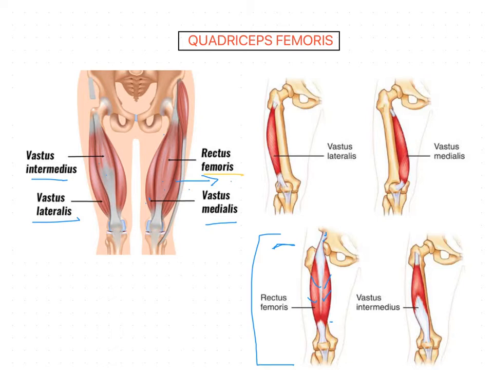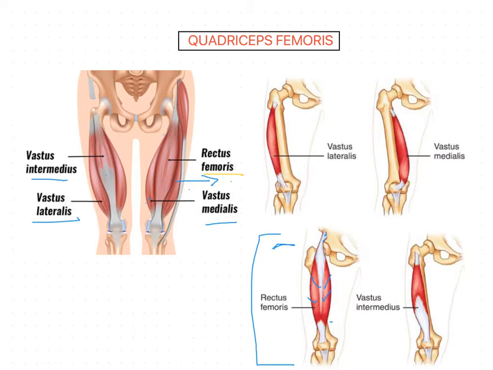So it is originating straight head. There are two origins for rectus femoris. The straight head is from the anterior inferior iliac spine, and the reflected head is from the groove above the acetabulum, the margin of the acetabulum, and the capsule of the hip joint.